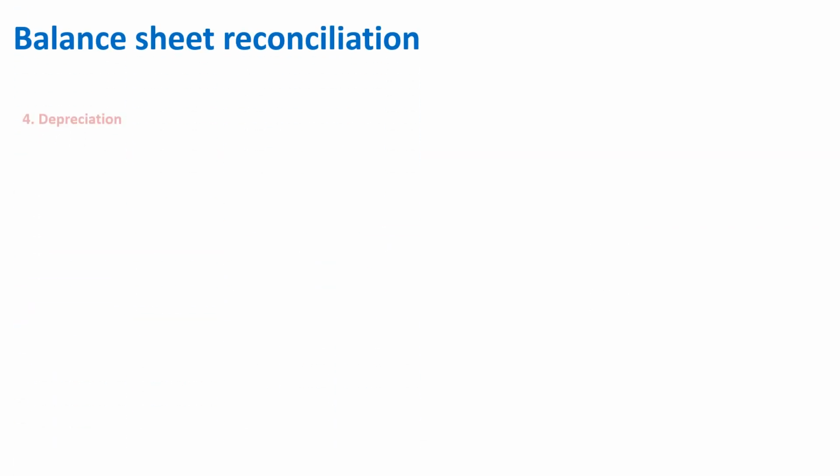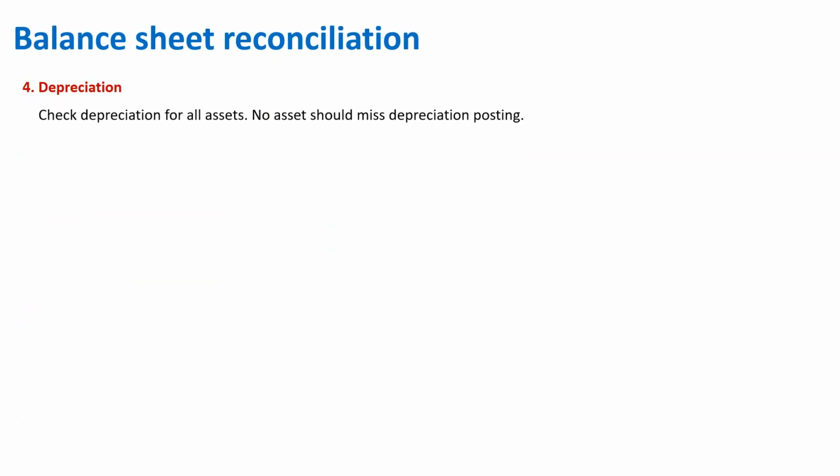Next item to be checked is depreciation. Check depreciation for all assets. No asset should miss depreciation posting. The meaning is very clear. At the month end, when you run the depreciation run in your ERP, please have a look that all the assets are depreciated. So when you're doing the reconciliation, download the report from FAR and see that for each line there is a depreciation posting. Okay, it should not be a situation that a particular class is not depreciated or particular lines are not depreciated. Generally in ERP, these mistakes will not happen, but if there is a bug, it is possible. So checking is better than assuming it.